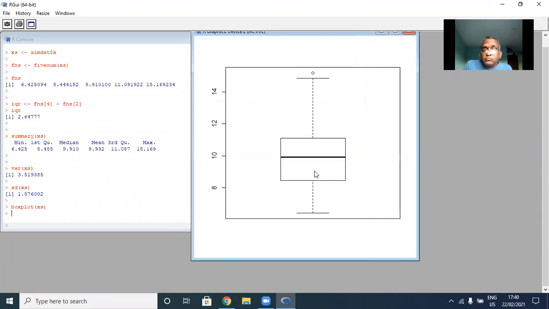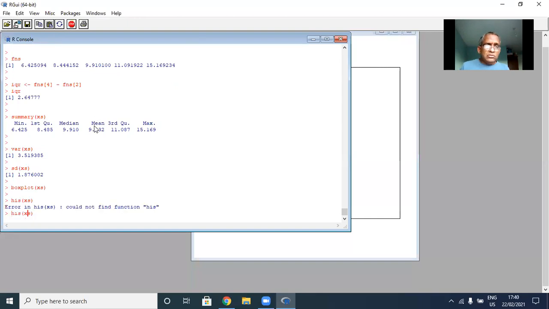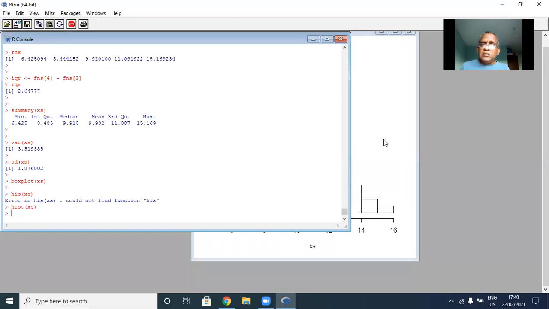You see that the distribution is not exactly symmetric, because for a distribution to be symmetric, the median has to be halfway between the first and the third quartile, which it is not. It's slightly skewed. You can also do a histogram. Sometimes a histogram can be more informative than the box plot. This is the histogram.